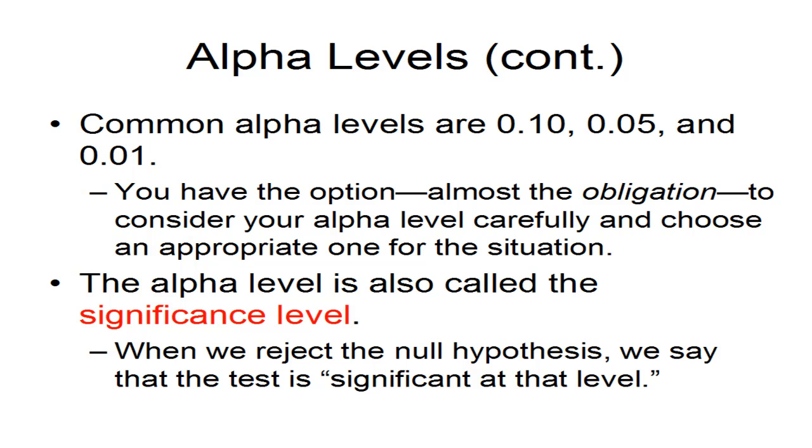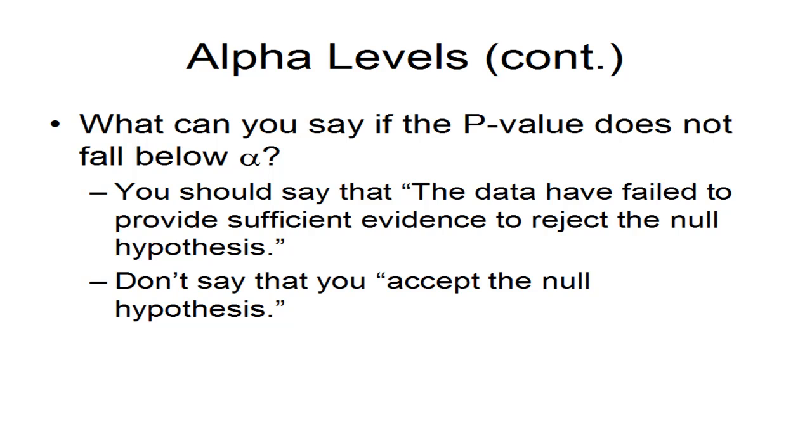You have the option, almost the obligation, to consider your alpha level carefully and choose an appropriate one for the situation. The alpha level is also called the significance level. When we reject the null hypothesis, we say that the test is significant at that level. What can you say if the p-value does not fall below alpha? We should say that the data have failed to provide sufficient evidence to reject the null hypothesis.